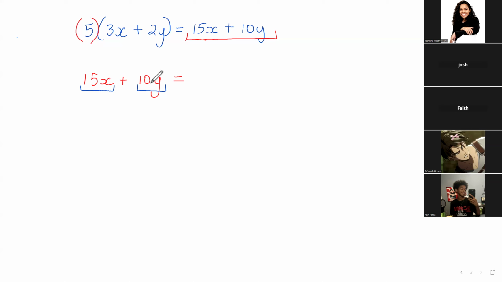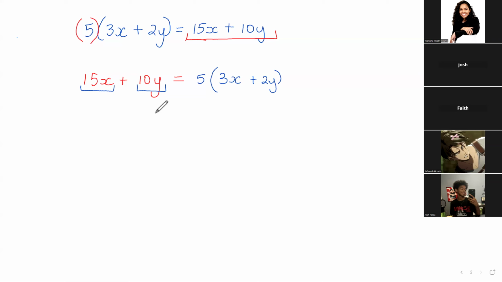So you take 5, you put that on the outside, and then you put brackets, and you say, well, 5 can go into 15x 3x times, since 5 times 3x is 15x. And then 5 can go into 10y 2y times. And that is how you factorize 15x plus 10y. Because when you multiply 5 by 3x plus 2y, you will get back 15x plus 10y, right?